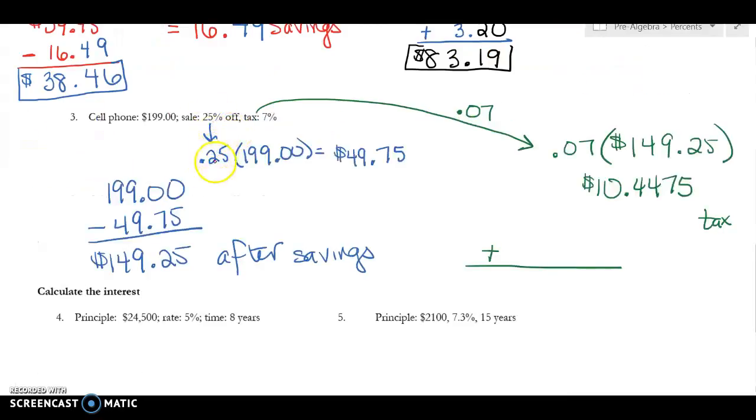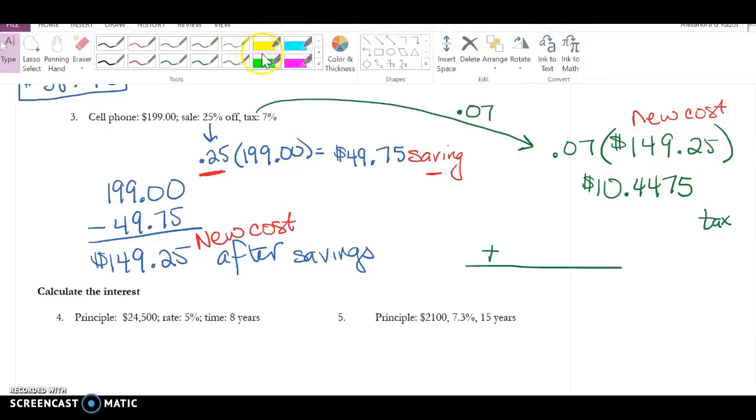Okay, so the first thing you should have done was change 25% to a decimal and we multiplied by the original cell phone cost. And this tells me that I'm saving $49.75. Since I'm saving that, I'm going to subtract that from the original price. And so this is my new cell phone cost. But now I need to find tax. And so I multiply 7% by my new cost. And I get $10.44 or 45 cents.